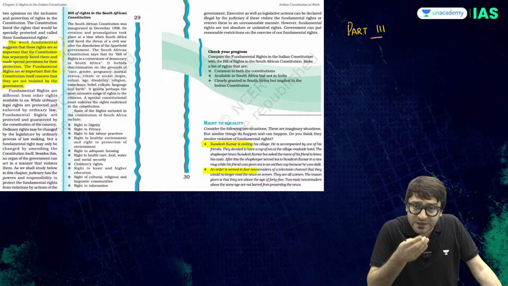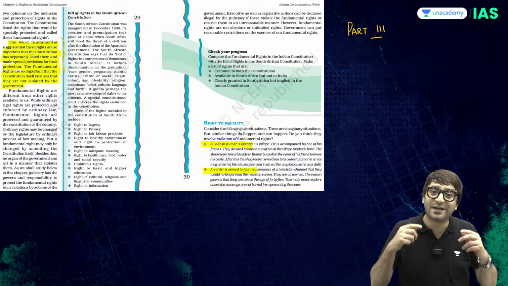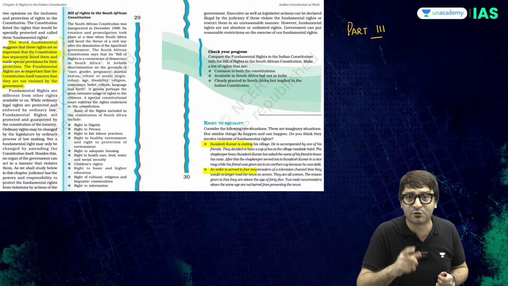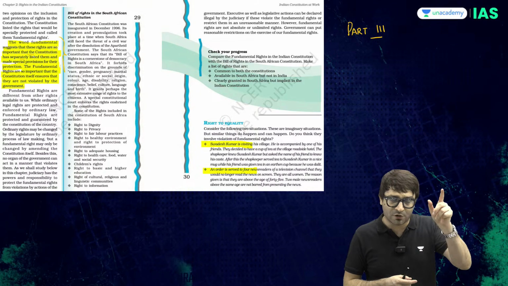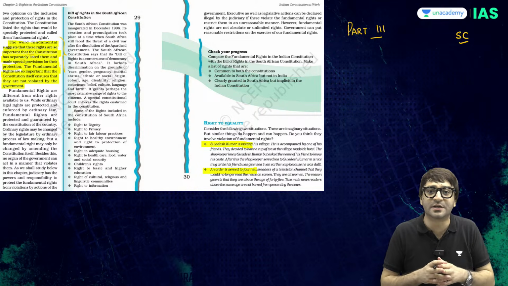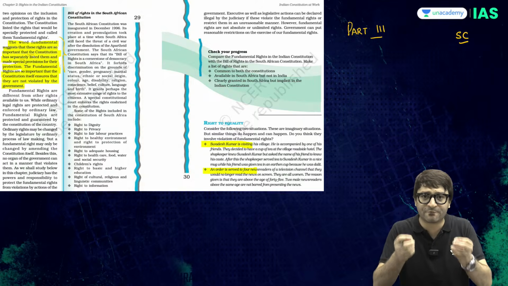And the Constitution itself provides for a remedy. In case the government violates your fundamental rights, what can you do? You can knock on the doors of the court. You can directly approach the Supreme Court, and the Supreme Court is considered to be the protector of your fundamental rights.